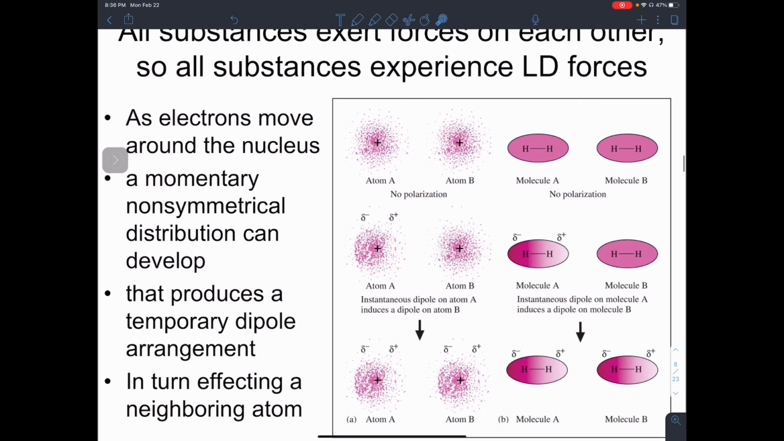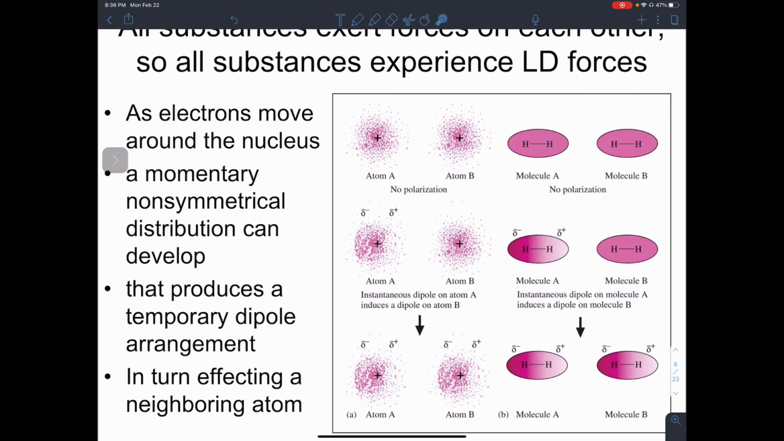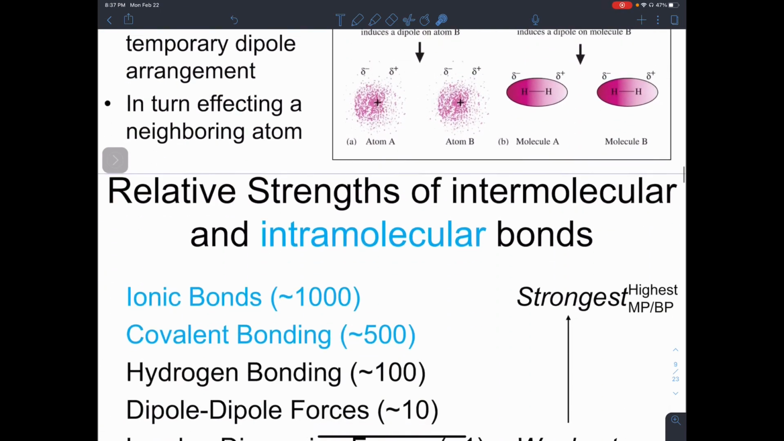Here's a diagram that sort of gives us an example. As electrons move around the nucleus, even though the elements themselves start out as nonpolar, a momentary non-symmetrical distribution can develop. Just for a moment, one side of the molecule becomes slightly positive. That produces a temporary dipole arrangement. So temporarily, we have a positive and a negative side in this molecule. Finally, it in turn affects neighboring elements. So this polarization will cause the neighboring atom to also become polar. These are London dispersion forces.